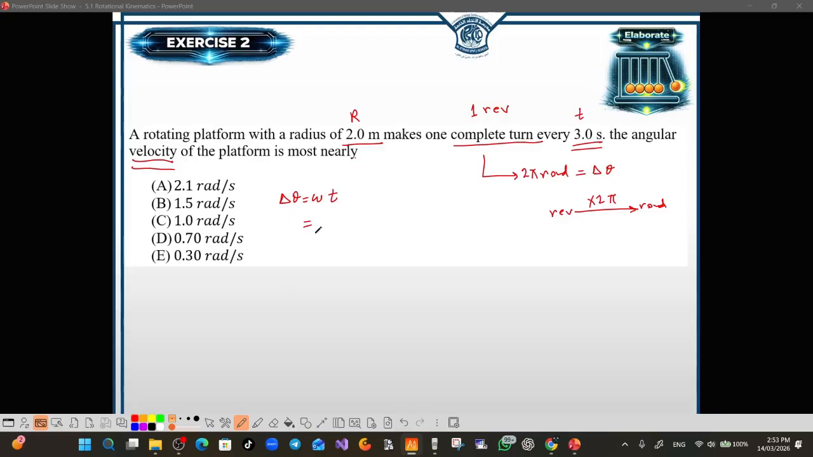Now, omega is not given. We are looking for omega. So omega is equal to delta theta over t. Delta t, delta theta, not delta omega, delta theta over t. Delta theta is given by 2 pi, and the time is 3 seconds. So the final answer would be 2.09 radian per second or 2.1 radian per second. So the correct answer is A.